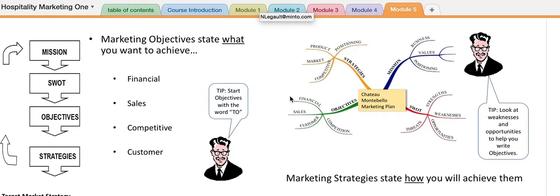strategic marketing plan. Our marketing plan is an abbreviated one, but it's got the 4 important elements to it. Take a look on the left: mission, SWOT, objectives, and strategies.